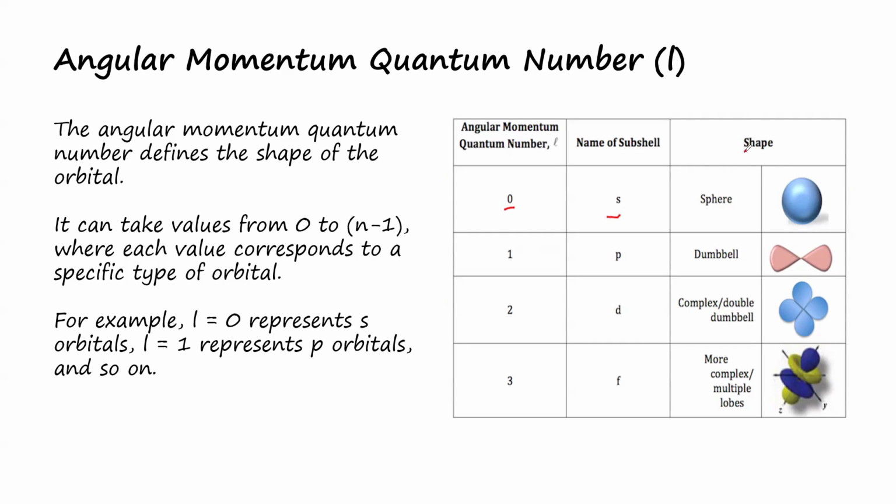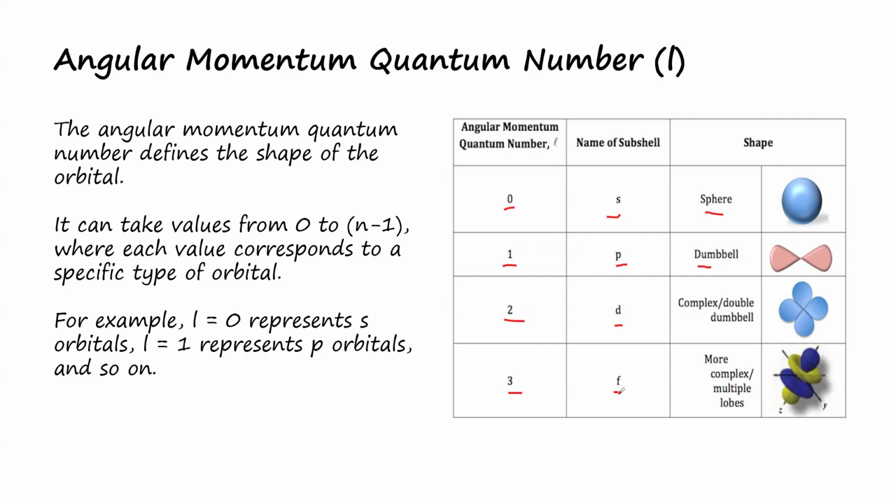And the shape, as we described, is what the angular momentum gives for an orbital. Since L is 0, it is the s orbital, and the shape of s is a sphere, or spherical. When L is equal to 1, it is the p orbital, which is dumbbell-shaped. When L is equal to 2, we have the d orbital, which is complex, or sometimes we call it double dumbbell. And when L is 3, it is the f orbital.